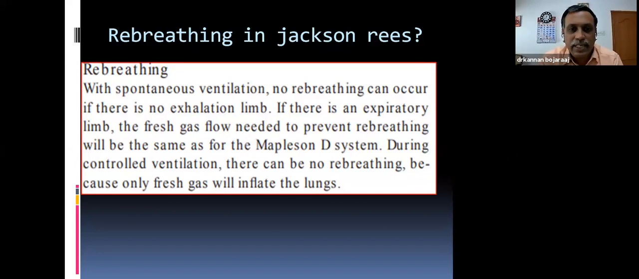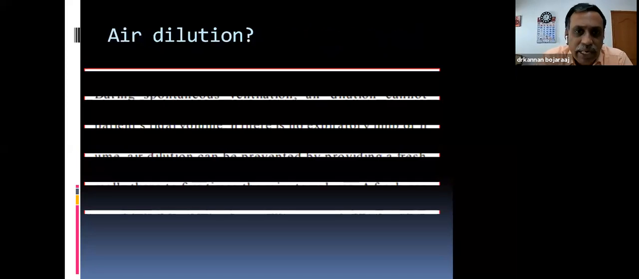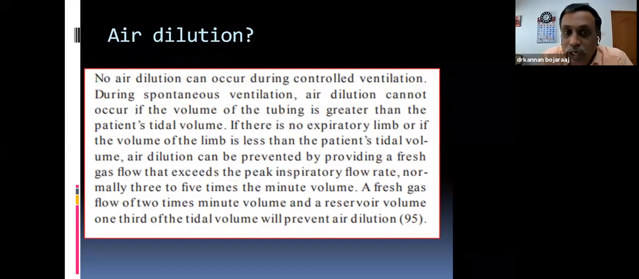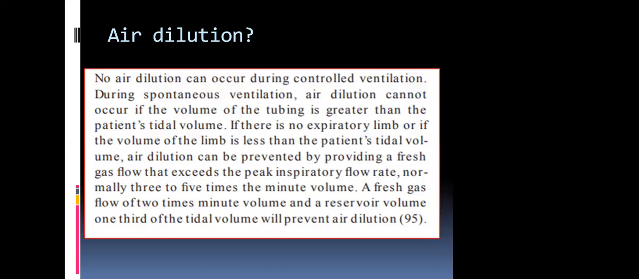And during controlled ventilation, there can be no rebreathing because only fresh gas will inflate the lungs. And regarding air dilution, no air dilution occurs during controlled ventilation. There is no possibility. During spontaneous ventilation, air dilution cannot occur if the volume of the tubing is greater than the patient's tidal volume, which I have told earlier. If there is no expiratory limb, or if the volume of the limb is less than the patient's tidal volume, there can be air dilution.